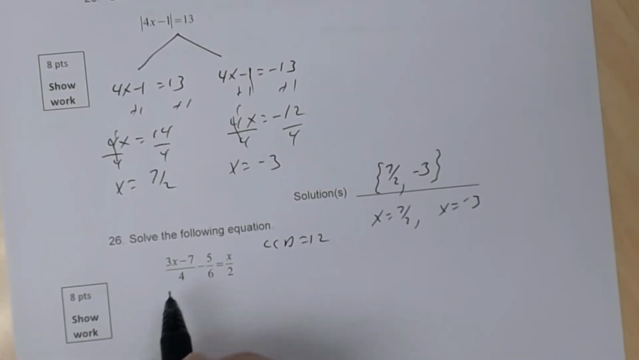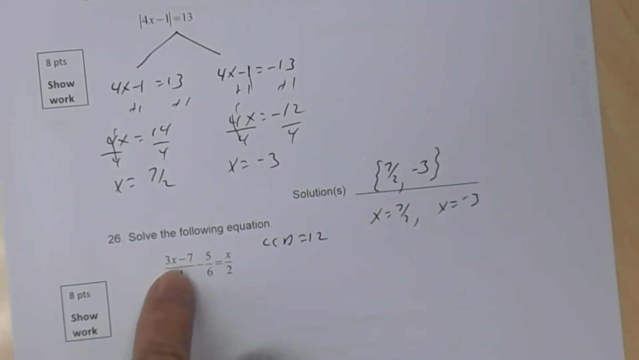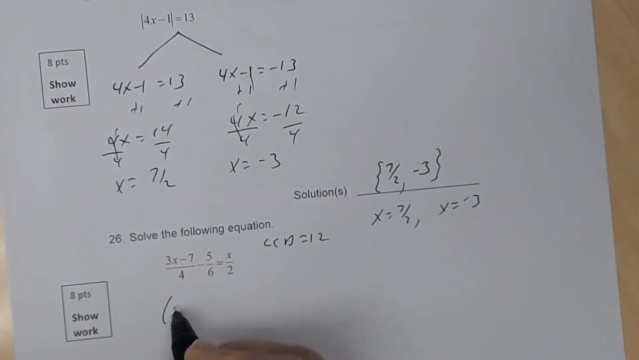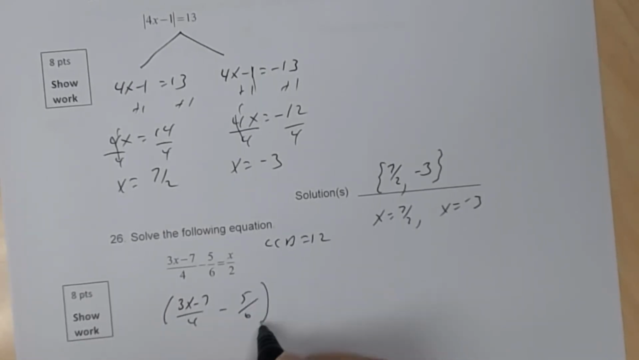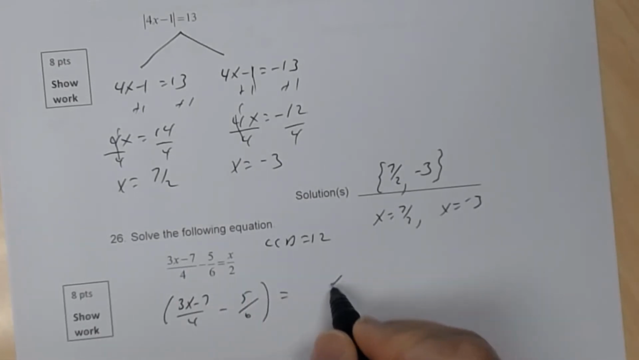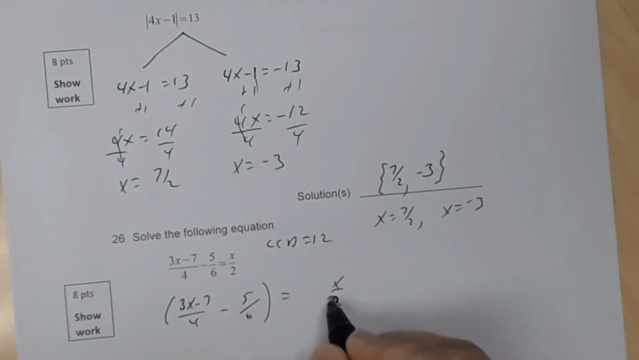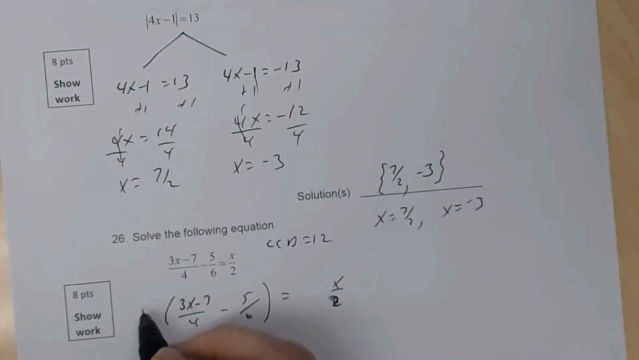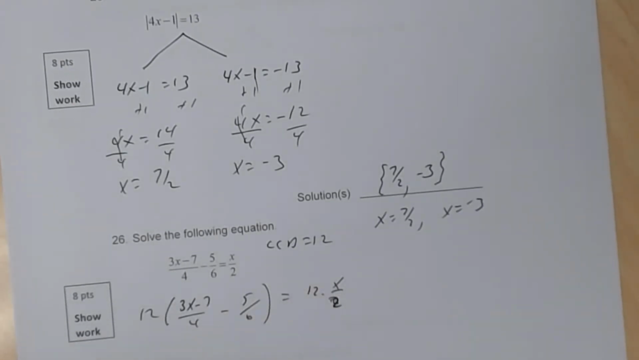So you can multiply both sides by 12. Now, since the left side had two fractions, I'm going to put that in parentheses. So 3x minus 7 divided by 4 minus 5 divided by 6. And over here, that's x divided by 2. So, and then we'll multiply both sides by 12. So times 12, times 12.